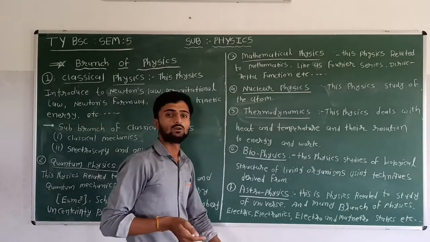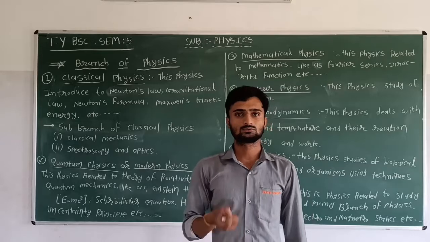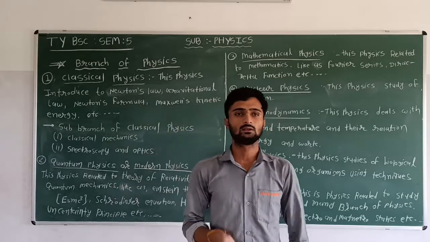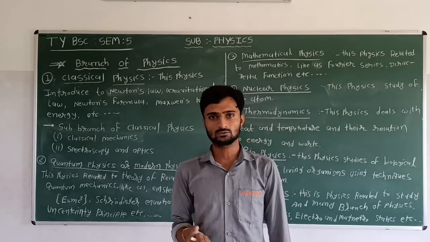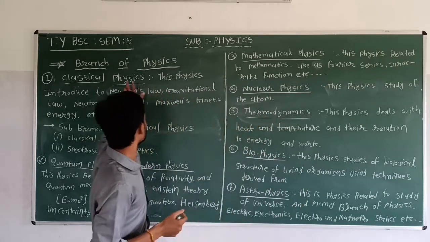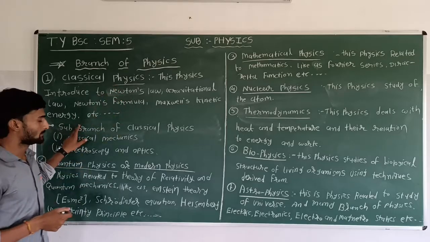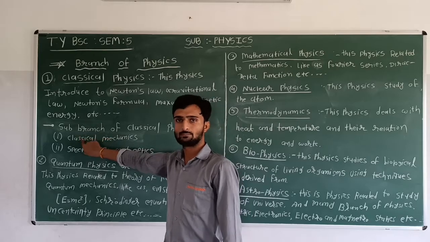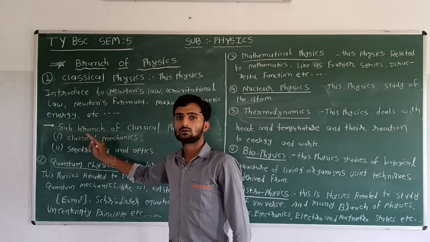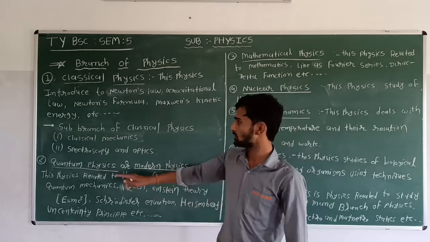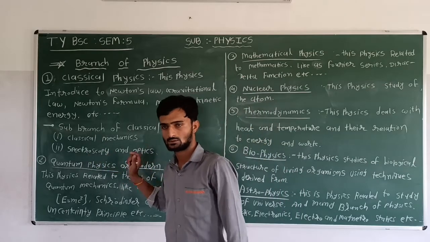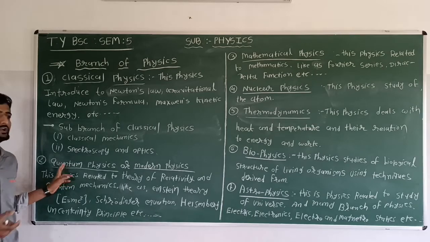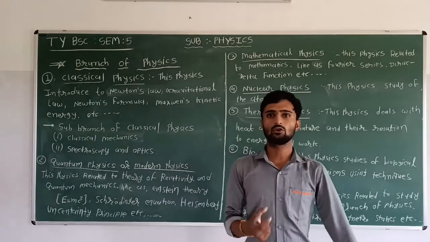Classical physics uses Newton's law, the gravitation law, Newton's formula, force, velocity, acceleration, density, viscosity, etc. The sub-branches of classical physics: the first sub-branch is classical mechanics, and the second is spectroscopy and optics. Ready? And the second branch of physics is modern physics or quantum physics.